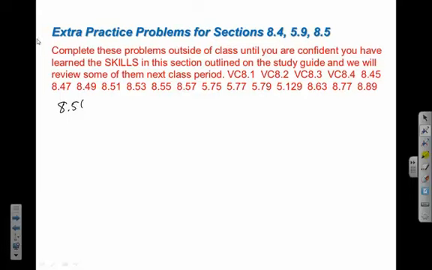8.51, we have a reaction between MnO2 and HCl. It's already balanced for us. On the exam, you'll have to balance your own reactions, so make sure you can do that. There will be a few opportunities for you to do that on the exam and earn those points.